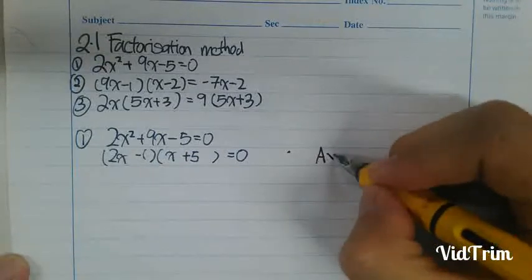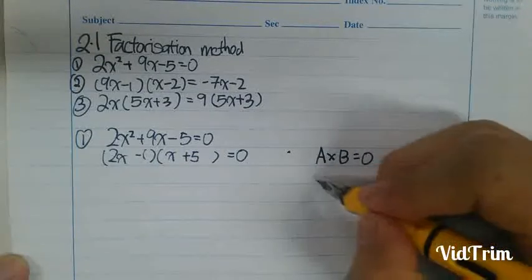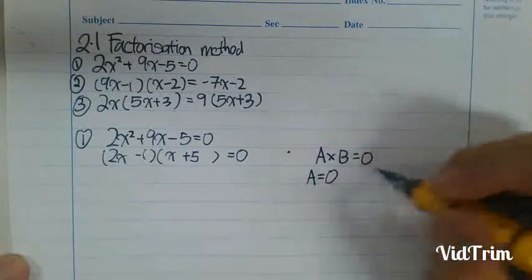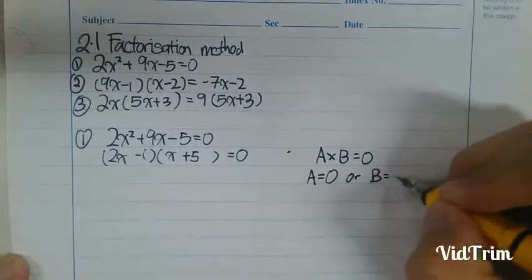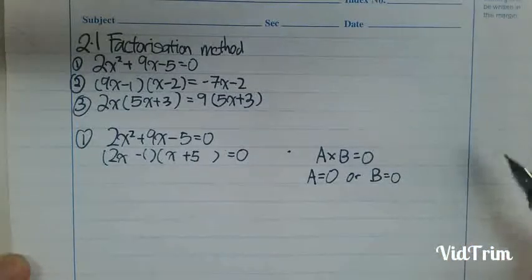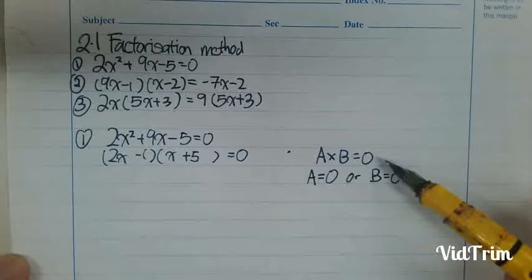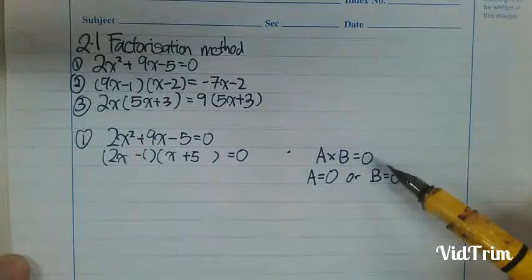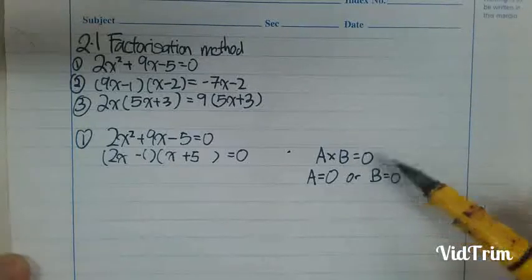So, notice that where you have one bracket A times another bracket B, and A times B is equal to 0, we know from Sec 2 that A equals 0 or B equals 0. Notice that this only works when the right hand side is 0. You cannot do this if it is a number.